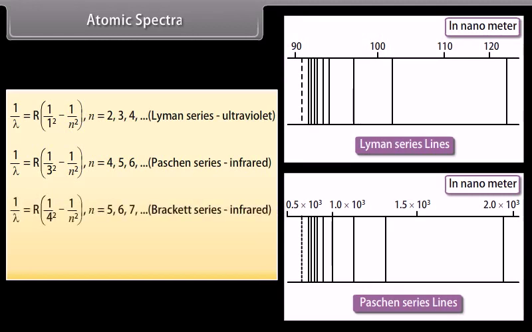Brackett series, which is given by 1 upon lambda equals R into 1 upon 4 square minus 1 upon n square. Here the value of n may be 5, 6, 7, 8 and so on. Pfund series, which is given by 1 upon lambda equals R into 1 upon 5 square minus 1 upon n square. Here the value of n may be 6, 7, 8, 9 and so on.